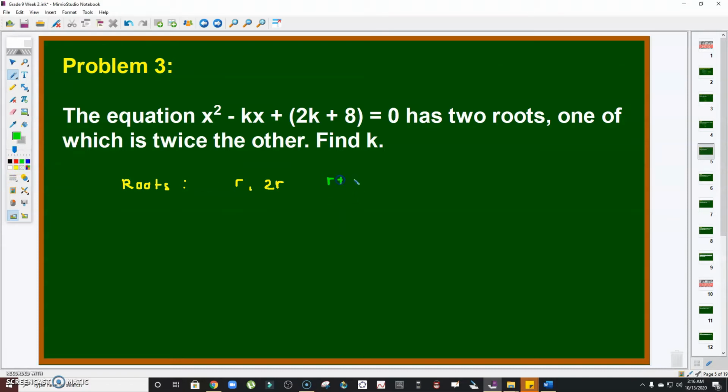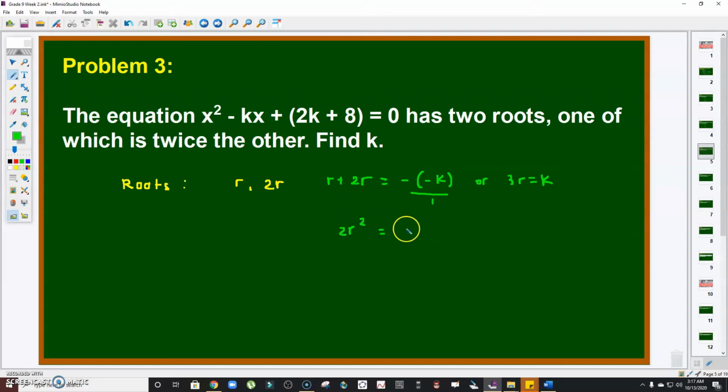Ang alam natin, r plus 2r, the sum of the roots is equal to negative of negative k over a. So, ang a ko is 1. Okay, from here, so what we're going to have, 3r is equal to k. See that? Next. Okay, so yung product ng dalawa, r and 2r, is just 2r squared.